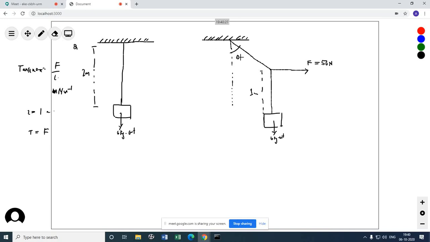What you need to find, what is this theta? Find the angle theta. Tell me, can we use Lami's theorem here? I can see we have one tension here, T1. There is the T2 and there is definitely force. I can see 3 forces here, right or not? 3 vector quantities I can see.